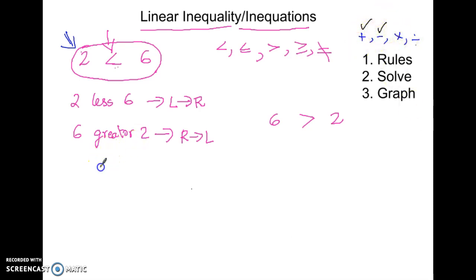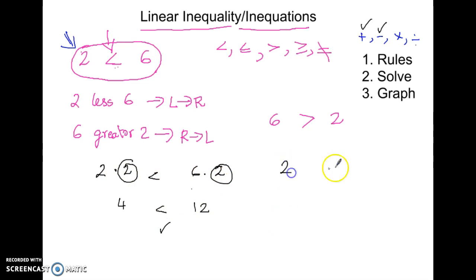Okay, so let's say we're going to multiply by 2 on both sides. Okay, so I'm going to multiply here by 2 times 2, and I'm going to multiply the right side by 2. So we get 4 less than 6 times 2 is 12. So when I multiply it by a positive number on both sides, the inequality remained true. It didn't really change it.